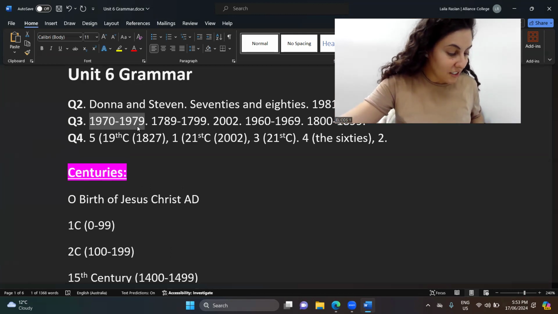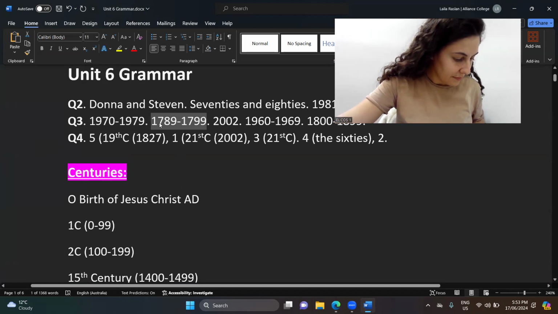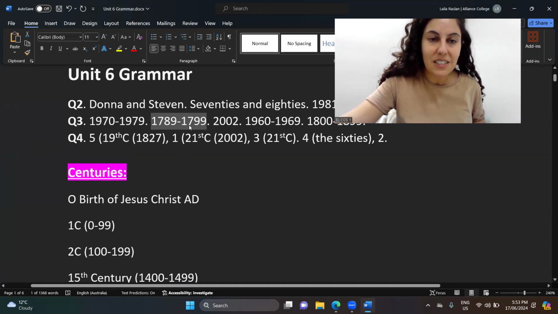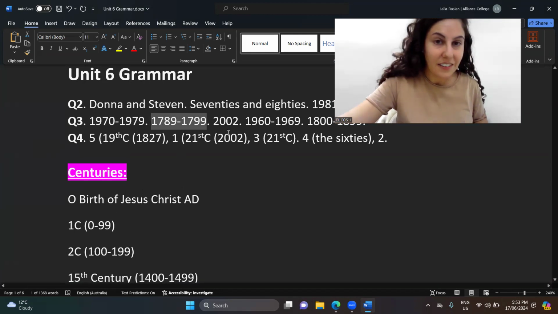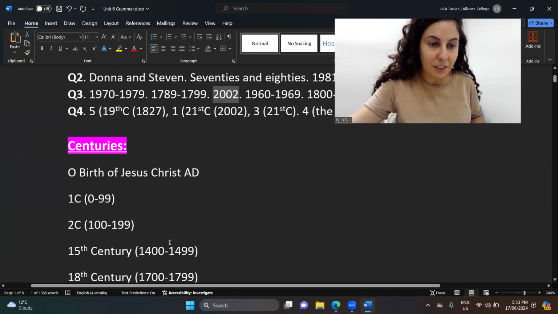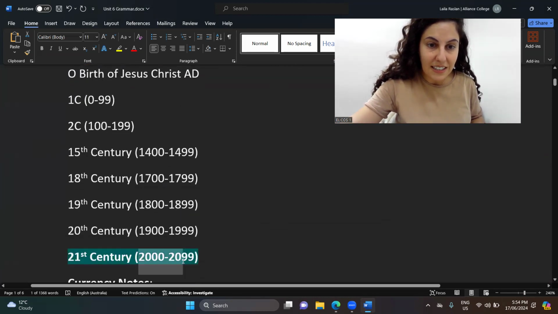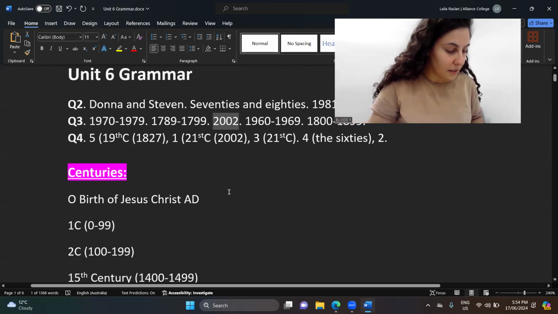So for me, I was born in the 1980s. The end of the 18th century would be this year. Okay, the 18th century would be the last few years of the 18th century. The beginning of the 21st century, 2002. Because the 21st century started in the year 2000 and it will end in the year 2099. So 2002 is in the very beginning of the 21st century.